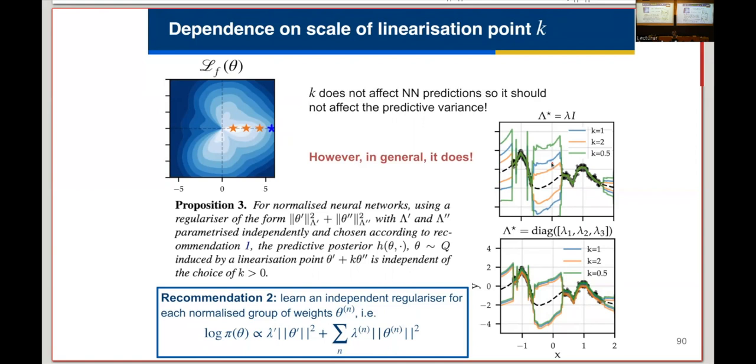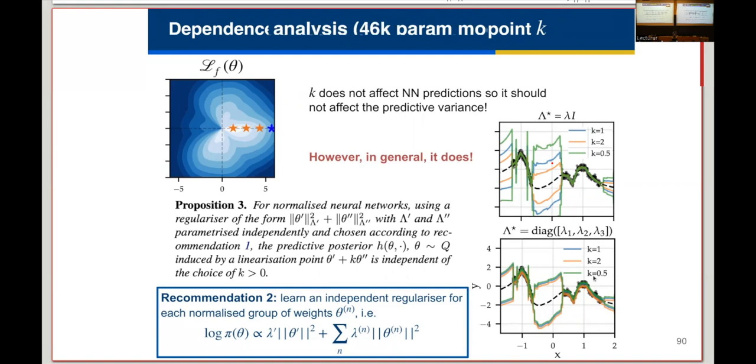Again, I won't go much into the details of this, but the idea is to have different prior variance parameters per layer. And when you do that, things don't change if you scale the weights. If you scale the weights with batch norm, the output of the network doesn't change, and you wouldn't expect the uncertainties to change. And when you have these different prior precisions per layer, the predictive uncertainty also doesn't change if you scale the weights by a constant k. That's the message here.